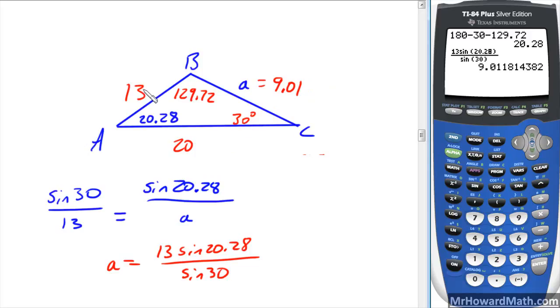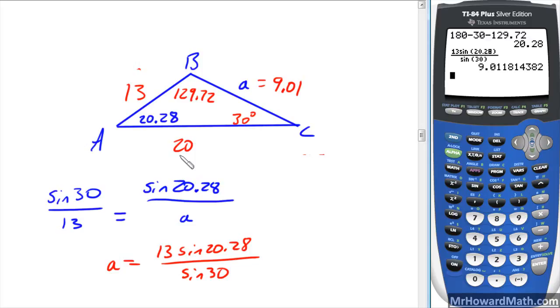And you'll notice the 30-degree angle is the medium angle, so it's pointing at the medium side length. The 20-degree angle is smallest, so it's pointing at the smallest side. The 129-degree angle is the largest angle, so it's facing the largest side. So that is it for the ambiguous case of the law of sines. So let's just recap quickly.